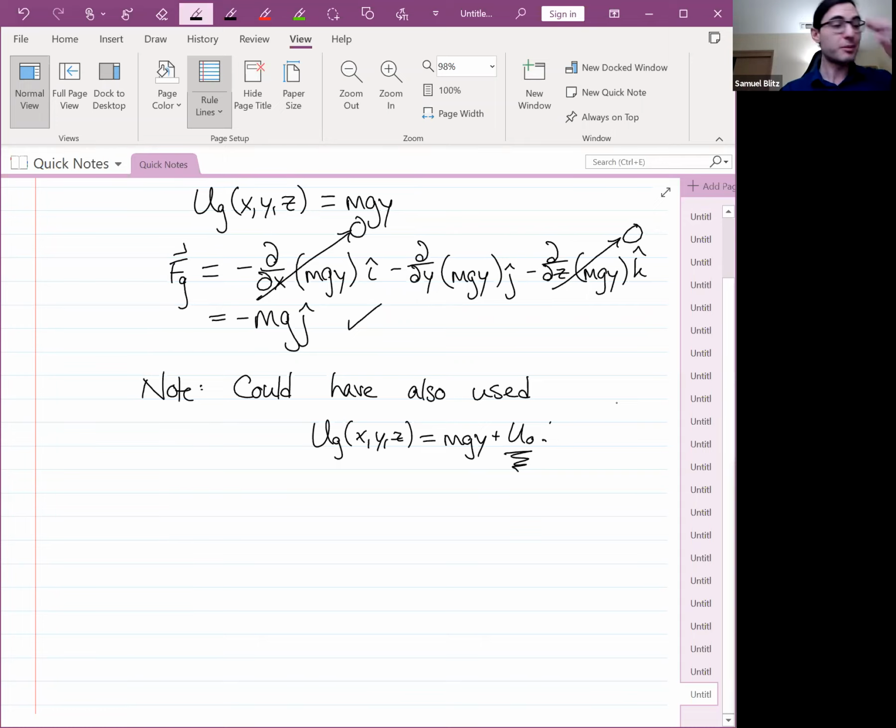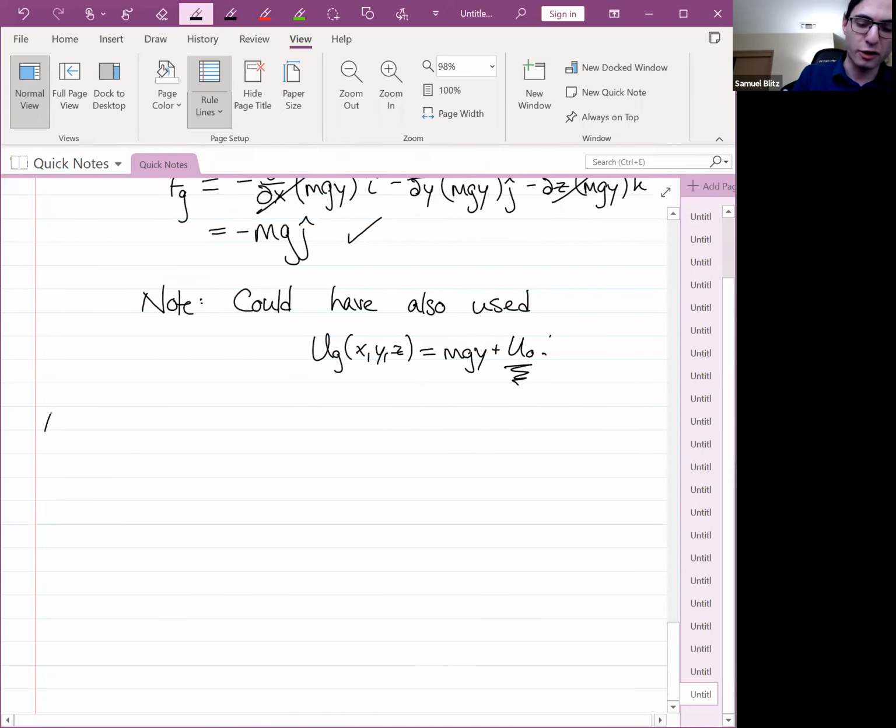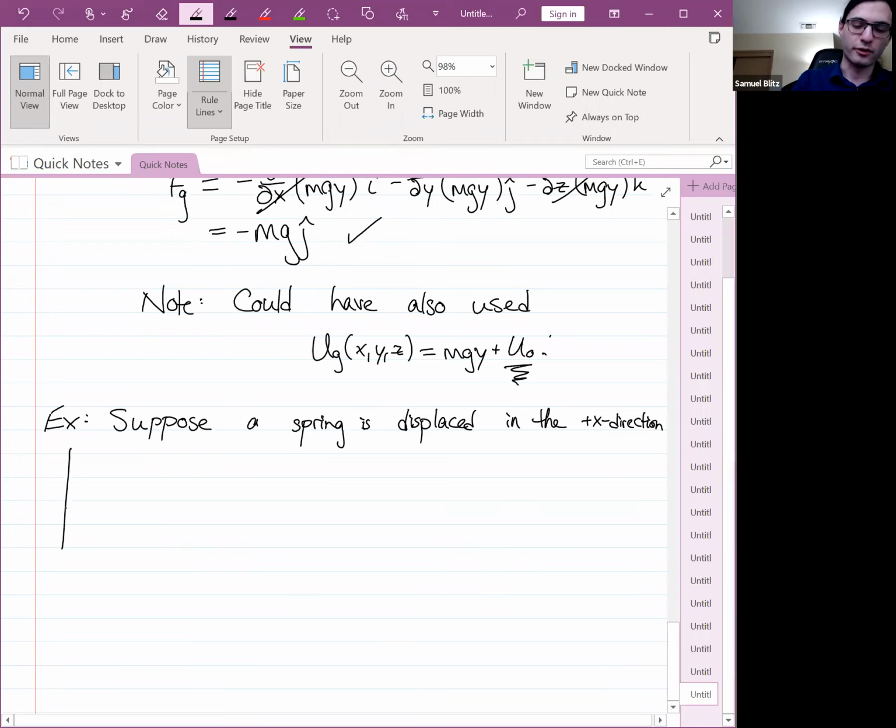All right, let's do the same thing for a spring. Let's test out our method on a spring. So suppose a spring is displaced in the horizontal direction. It's displaced in the plus x direction. So the picture here is you have your spring attached to a wall and you have a mass and you want to know the potential energy as a function of x, right?